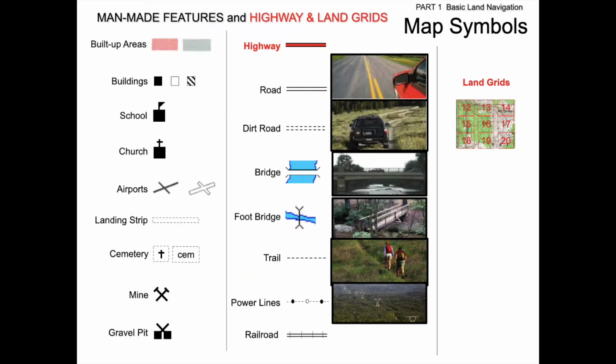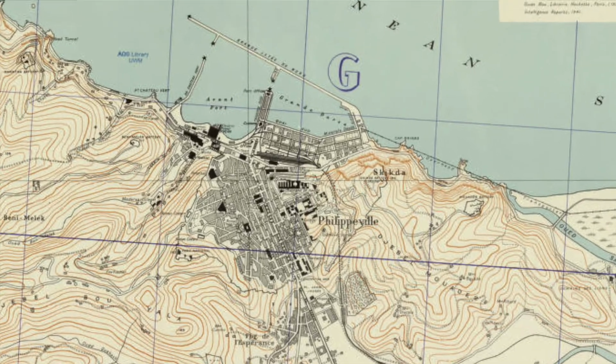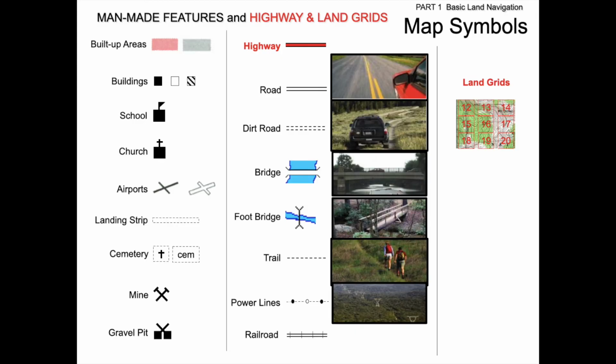Next up, man-made features and highway and land grids. So generally pink areas, gray areas are going to be your towns. Buildings are nice little squares. Schools have a flag. Church has the nice cross. Airports look like airports. Landing strip. Cemeteries. Pretty self-explanatory. The mine is an interesting symbol.